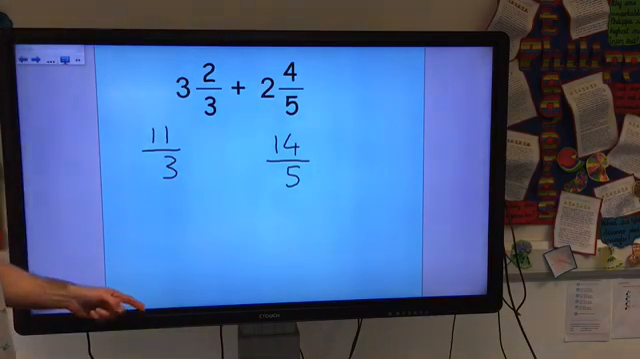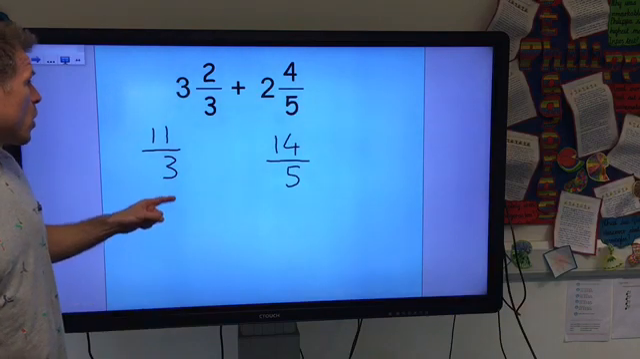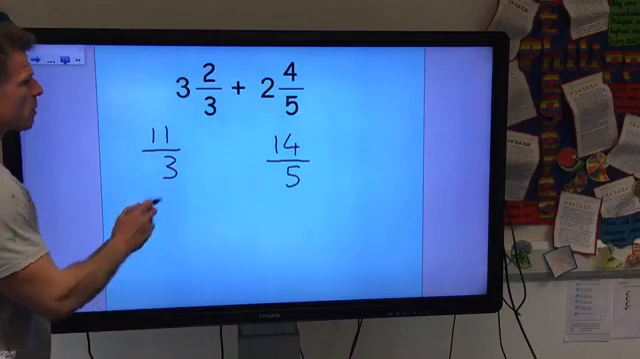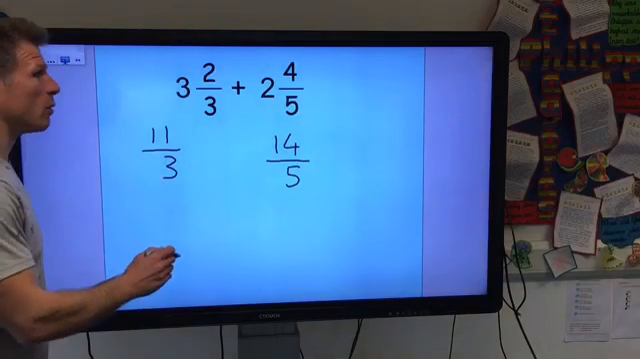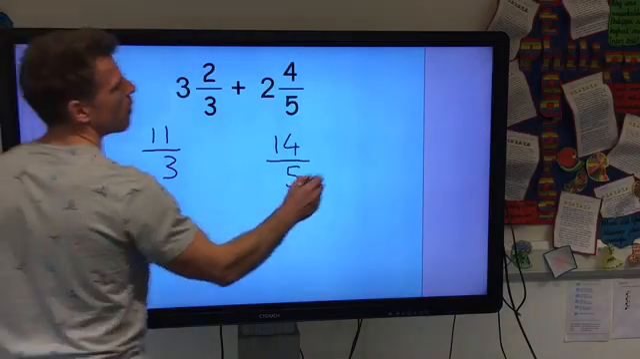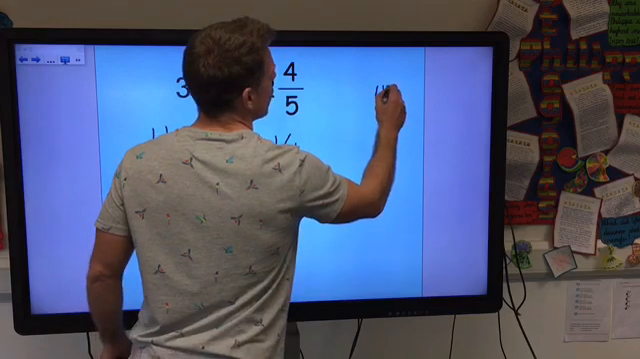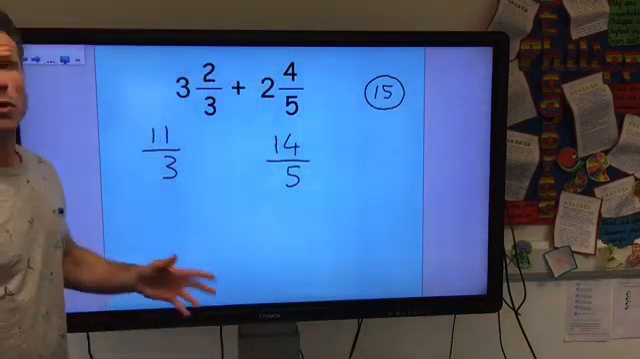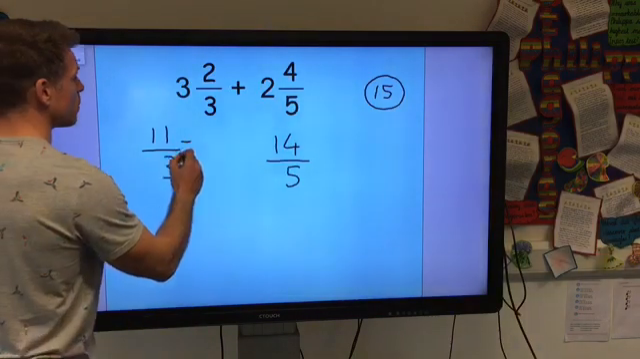I need to find a common denominator, or lowest common denominator, of 3 and 5. So if you can remember that trick I did, if you multiply the ones together, you always find a common denominator. So 3 times 5 makes 15. I always like to write up here, just to remind myself. And actually that is the lowest one you can get. So we're going to turn them into 15ths.